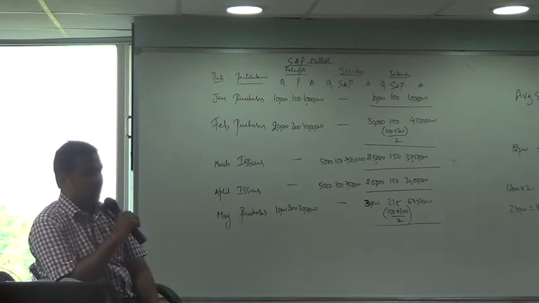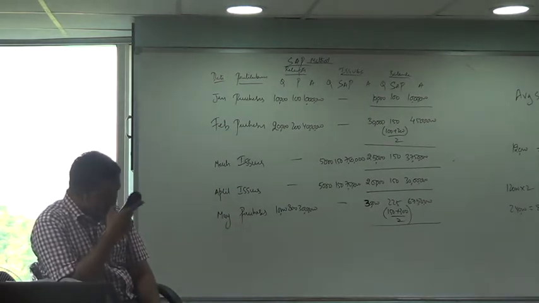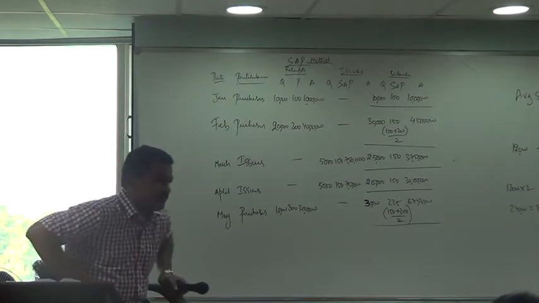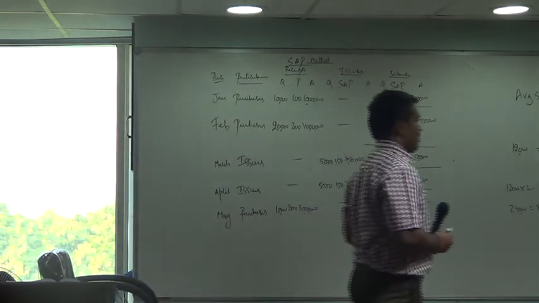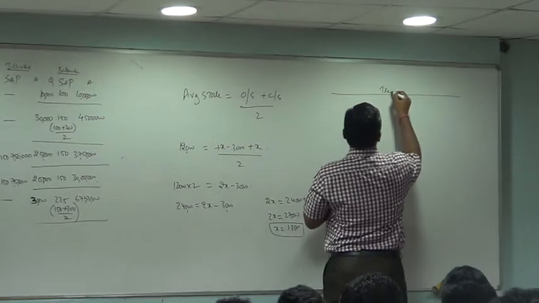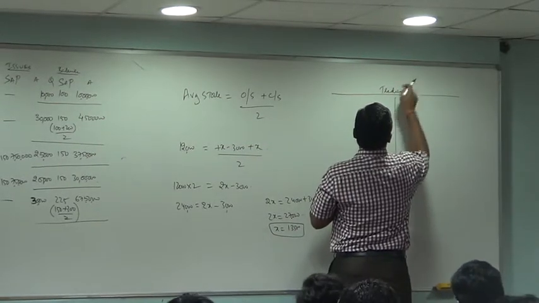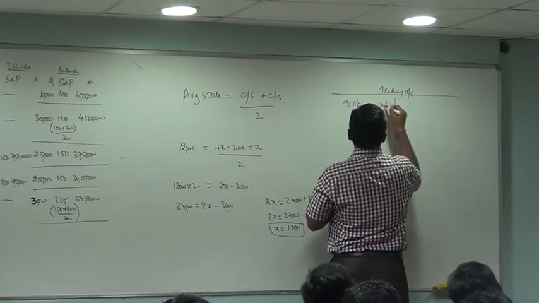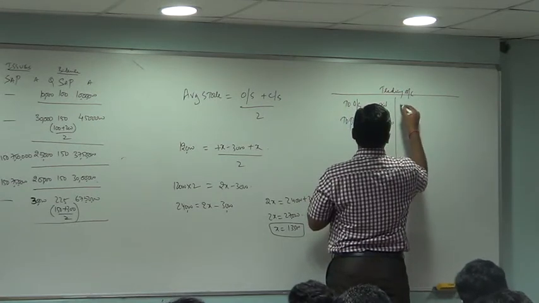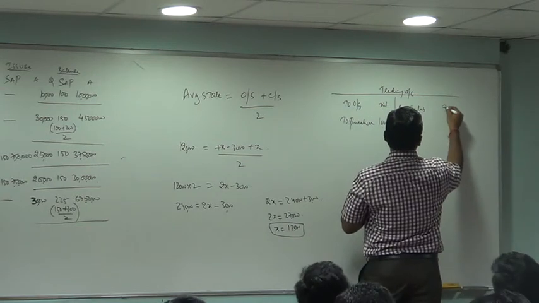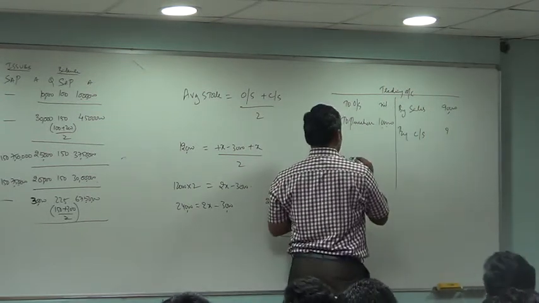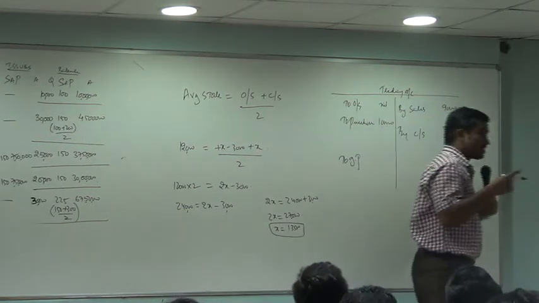Let us prepare a small trading account quick. To opening stock, nil. To purchases, 1 lakh. By sales, how much is sales? By closing stock? Question mark. To gross profit. It is 20% on cost.